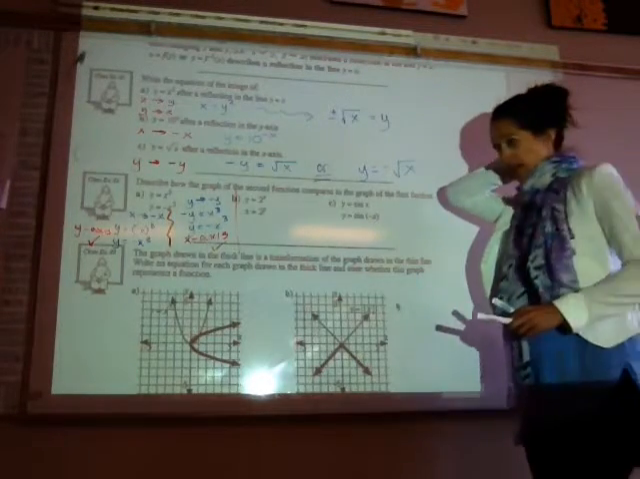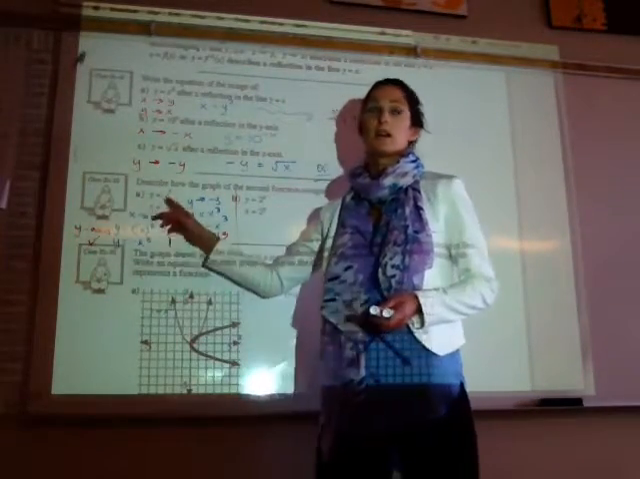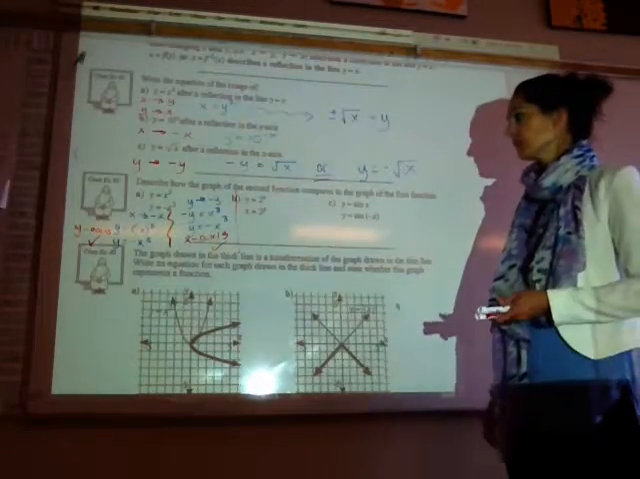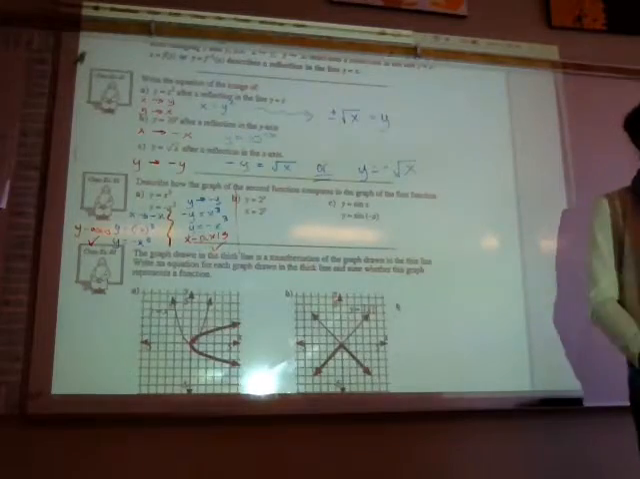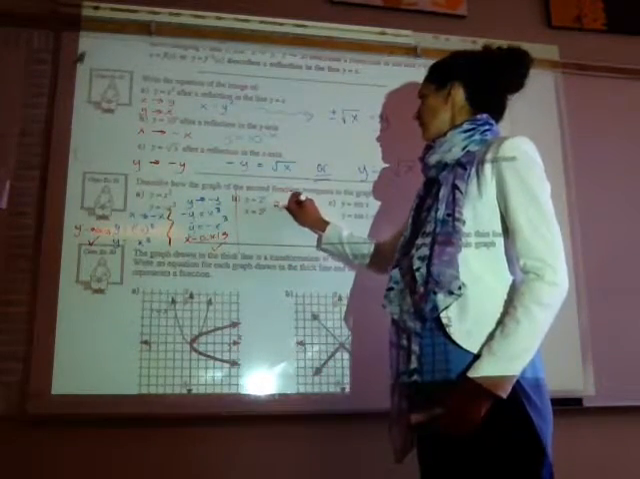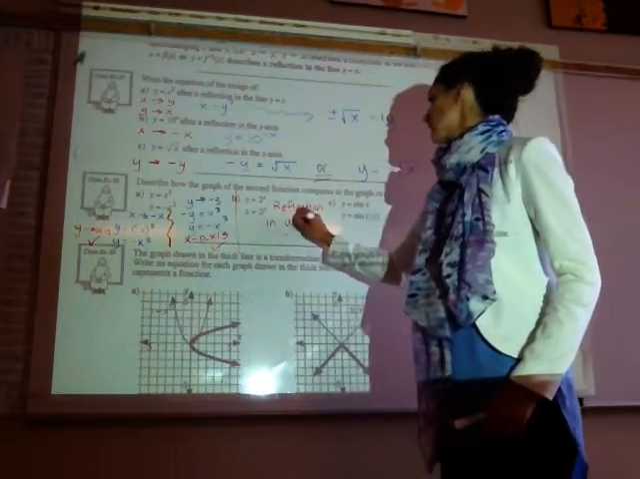Okay, so if you do have room, you might just want to say it's a reflection in the y-axis or a reflection in the x-axis. One or the other. Okay, hopefully part B we can see that the x and the y have been interchanged, which means that we have a reflection in the line y equals x.